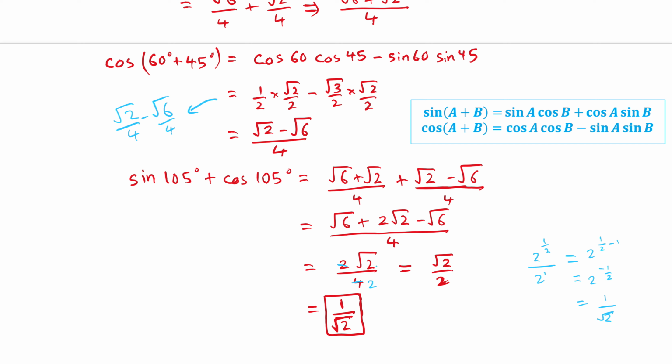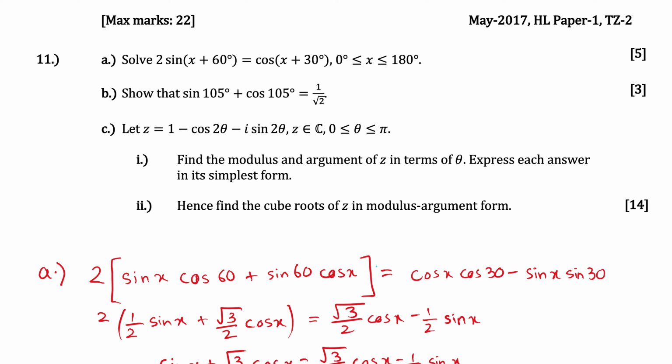Now for the final part C, it says let z equal 1 minus cos 2 theta minus i sin 2 theta, where z is a complex number and theta is between 0 and pi inclusive. In part C1, we need to find the modulus and argument of z in terms of theta and express each answer in its simplest form. So what we can do for C1 is that firstly we can separate the real part and the imaginary part. So the real part is 1 minus cos 2 theta and the imaginary part is negative sin 2 theta.